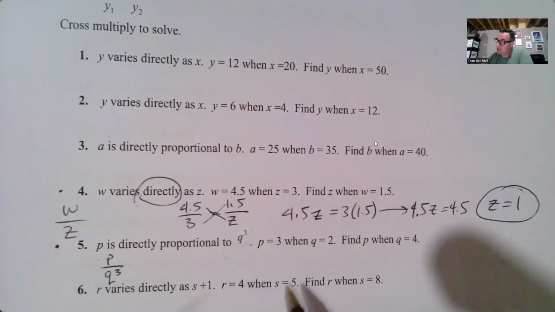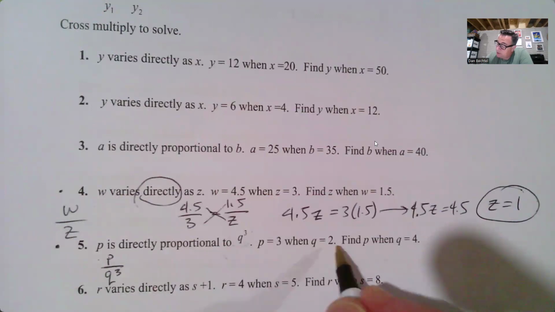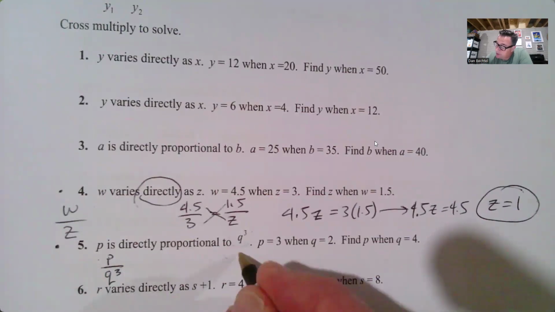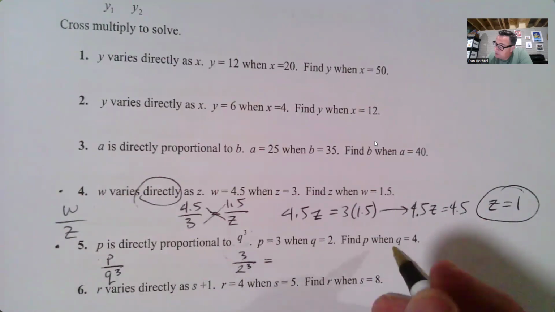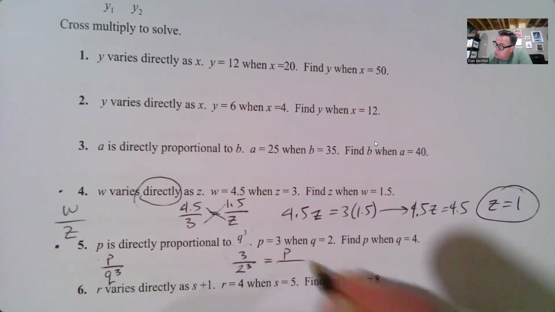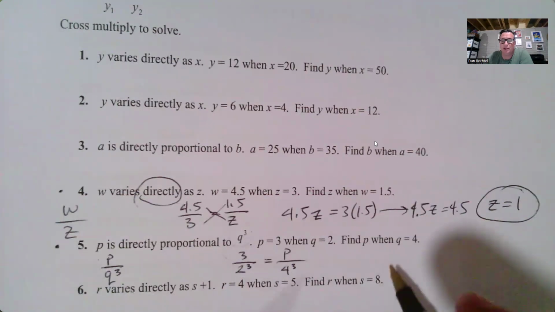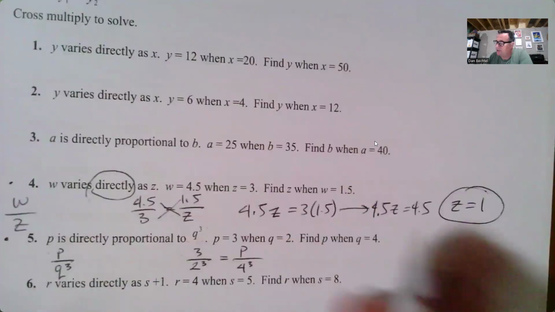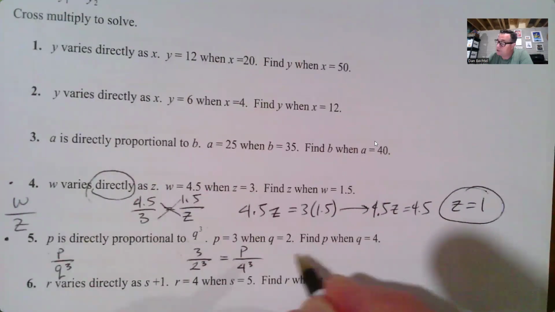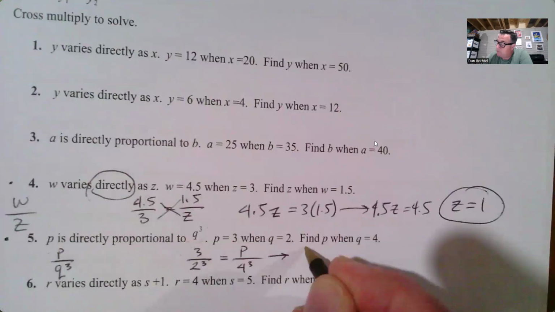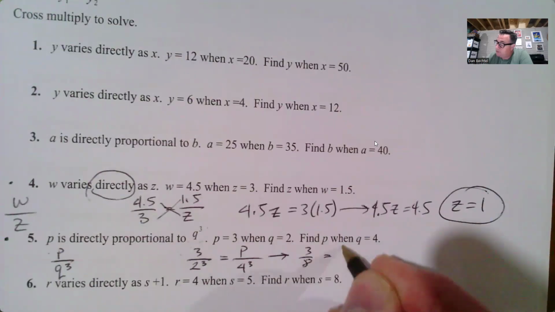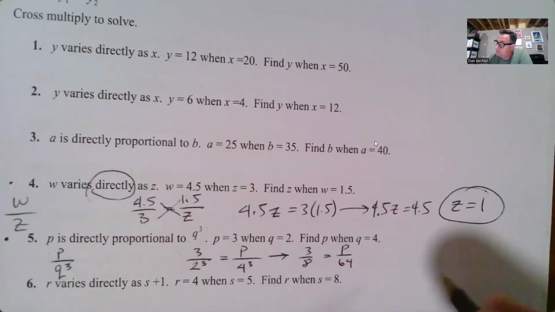It's just something where you've got to remember it from the jump so that you understand how to set everything up. So here, P is 3 when Q is 2. So that means 3 over 2 to the third power. Find P, so that'll be on the top, when Q is 4 to the third power. Okay, so guys, evaluate these. I mean, don't just leave them in exponential form unless it's a variable. So in this case, we will have 3 over 8 is going to equal P over 64.